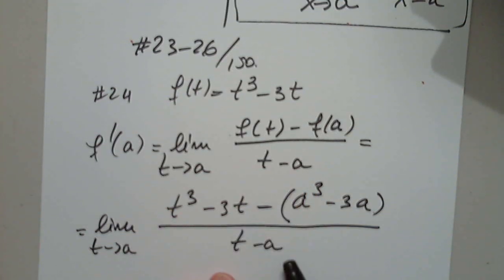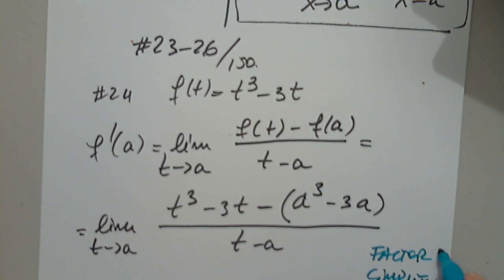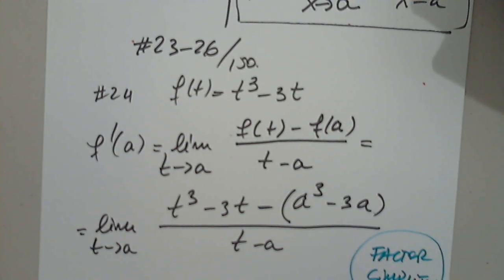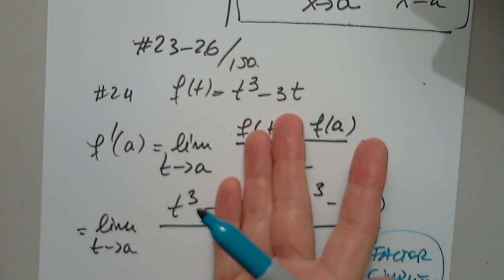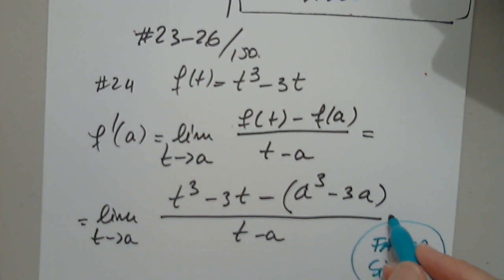With this definition, what we have to have in the back of our minds is factor. Always. Always remember factor and simplify. But this is even more important here. If I don't factor and simplify, I may have difficulties finding this limit or finding the derivative evaluated at a.